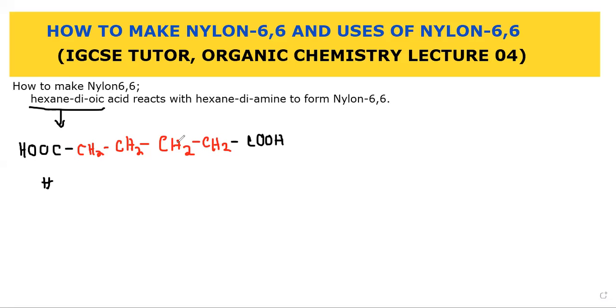We are going to learn that process with the help of the structural formula. So let's start. I have drawn the formula for hexane dioic acid, and now we are going to shorten the formula. Let's see how to do it. We are just going to keep the functional units the same, that is OOCOOH.